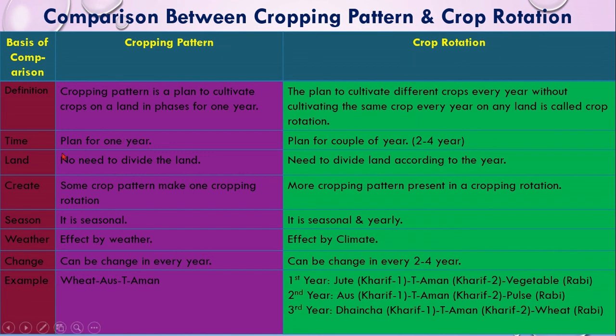And this is the example of cropping pattern, like wheat, aush, and transplant aman. And this one here: for first year jute, aman, vegetable. Second year aush, aman, and pulse. And third year dhaincha, aman, and wheat. So this one is very important for your creative and MCQ as well.